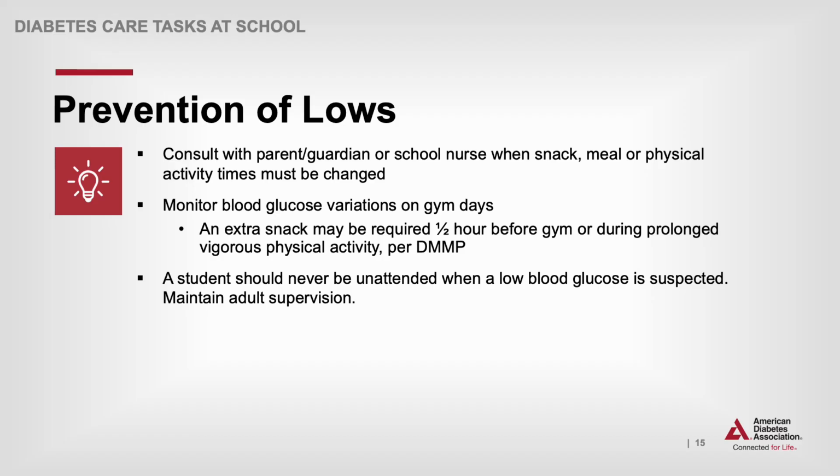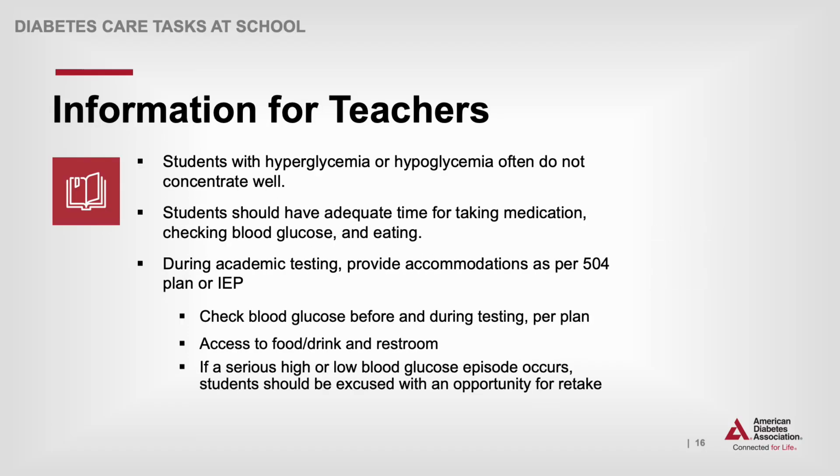Do not over-rely or under-rely on the student with diabetes for management information. Consult the DMMP. Remember, many kids with diabetes seem like experts, but their expertise has limits, especially when they are low. A few practical implications for educators related to the prevention and/or intervention of hyper and hypoglycemia include: students with hyperglycemia or hypoglycemia often do not concentrate very well. Students may need to have information repeated.